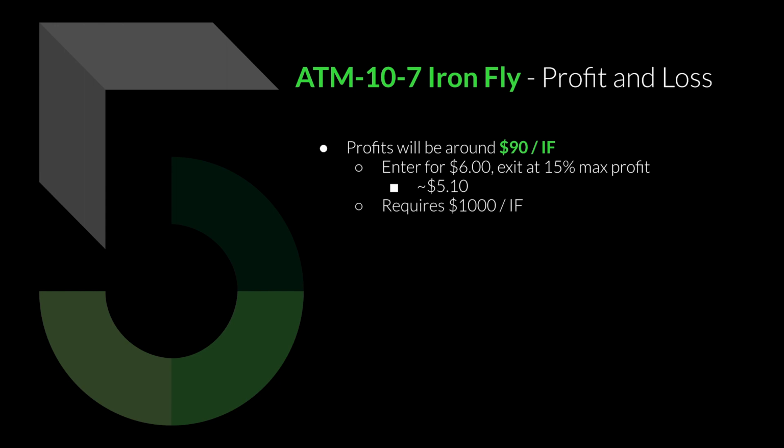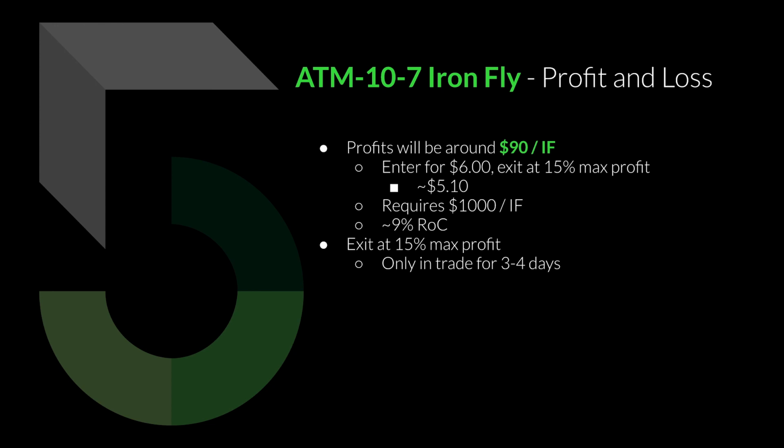Now, at least the way this is set up, it does require $1,000 per iron fly in collateral, because since these are 10 wide spreads, that means it's going to be requiring $1,000 on either side. And that translates to about a 9% return on capital. So if I'm using $1,000 in collateral, getting $90, that would be about a 9%. Again, exiting at 15% of the max profit.